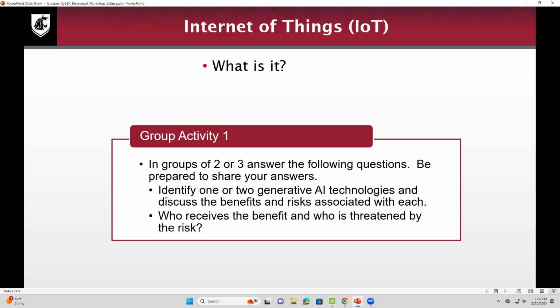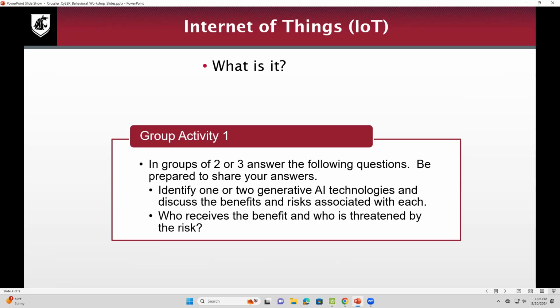So ChatGPT, we're familiar with that, but there's lots of different types of generative AI technology. So I don't necessarily want you to anchor on ChatGPT, but think about a particular generative AI technology, maybe two, that your group identifies and think about what are the benefits that it gives you as an organization. So maybe even, well, we can talk about it individually, because a lot of those will carry to organizations. What are the benefits it gives you, but what are the risks that come along?